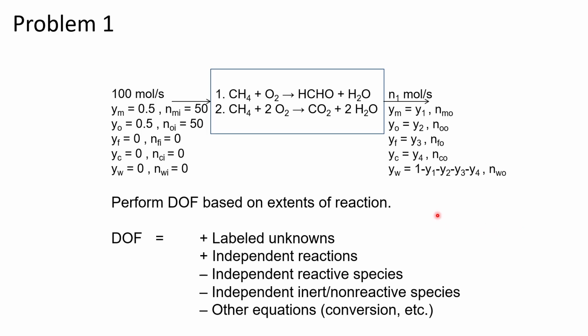Before doing that, let's go ahead and do a degree of freedom analysis. We should find the same thing, that we need 2 additional specs in order to solve this, the 2 being the ones we just talked about. But if we were to do a degree of freedom analysis based on extent of reaction, we would have to count the labeled unknowns and add to it the number of independent reactions, and then subtract off the number of independent reactive species, the number of independent inert or non-reactive species, and then any other equations that we might have would be subtracted. Take a moment now and do this degree of freedom analysis on your own.